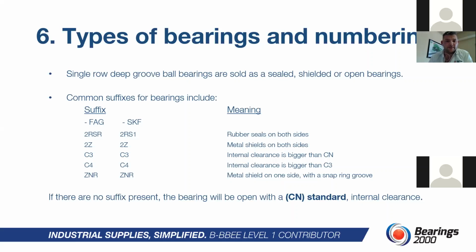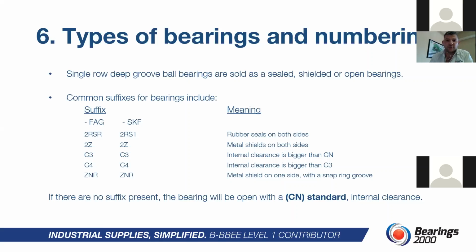C3, which has to do with the internal clearance of the bearing. C3 means the internal clearance is bigger than C normal. And C4 will be the internal clearance is bigger than C3. And another common one is ZNR, which means it has a metal shield on one side with a snap ring groove on the outside of the bearing. If there are no suffixes present, this will be an open bearing with a C normal or C standard internal clearance.